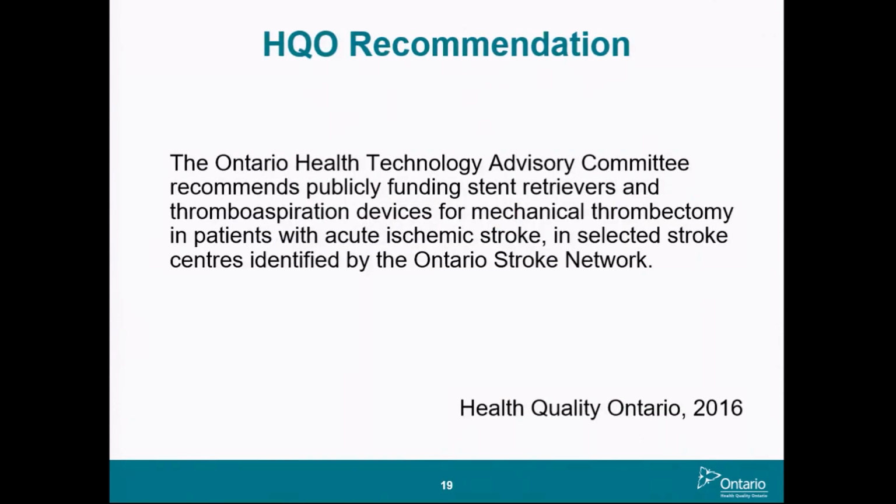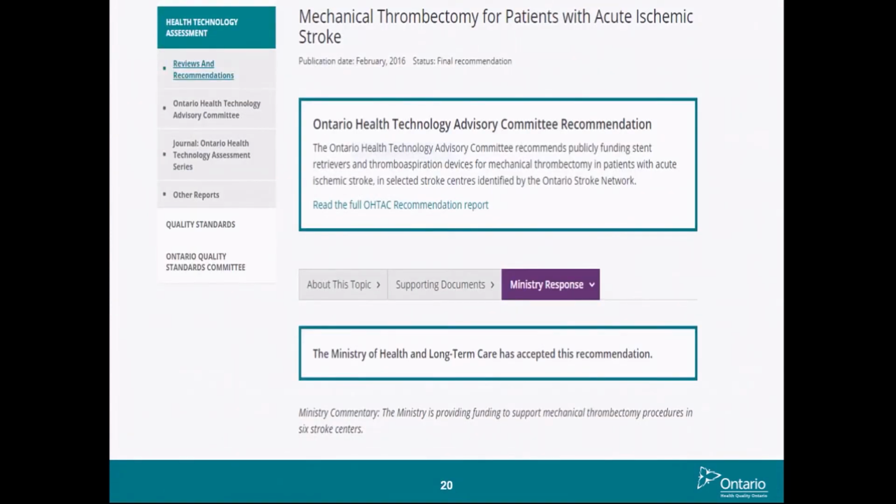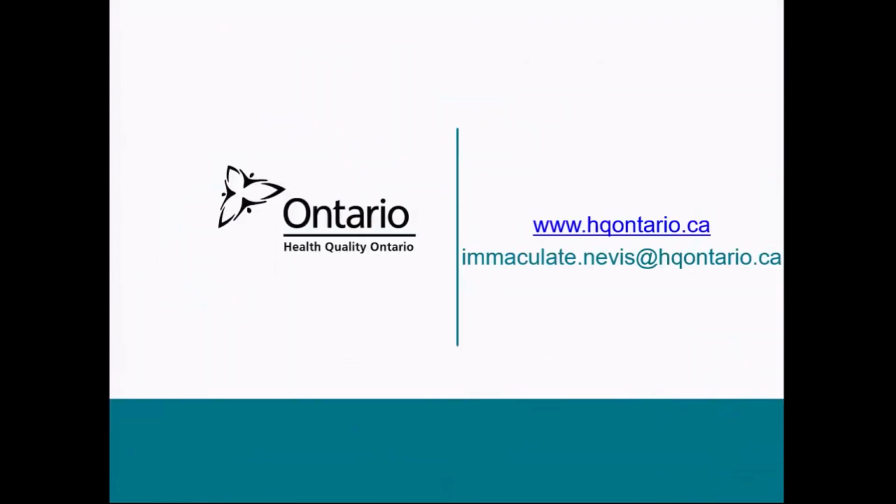So here is an example of Health Quality Ontario's recommendation last year, which recommends publicly funding stent retrievers and thromboaspiration devices for mechanical thrombectomy in patients with acute ischemic stroke. So this is how the recommendation looks on our website. If you go to our website, this is a screenshot of how the recommendation looks.